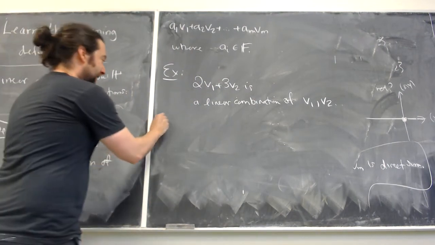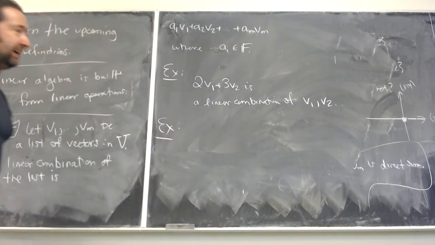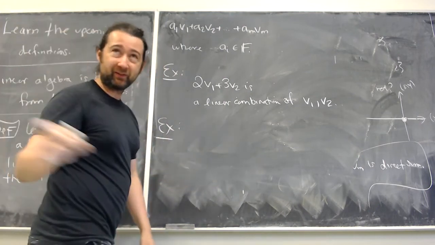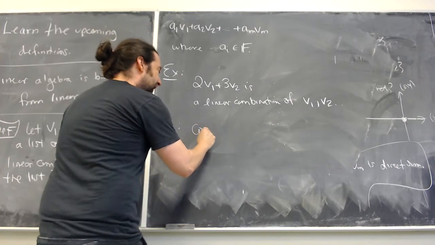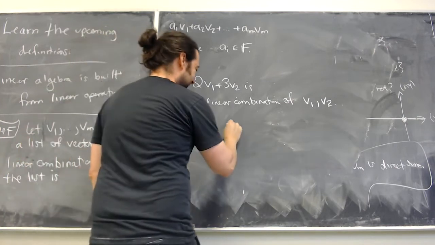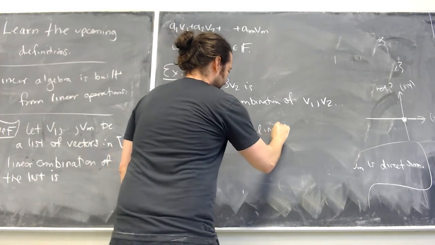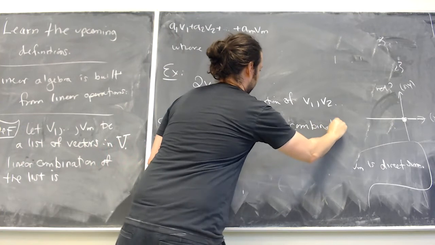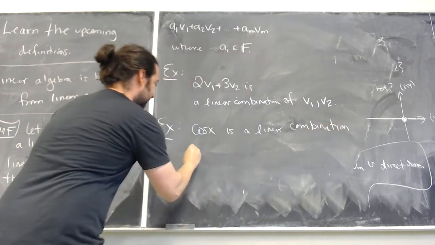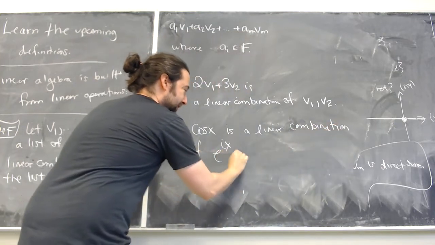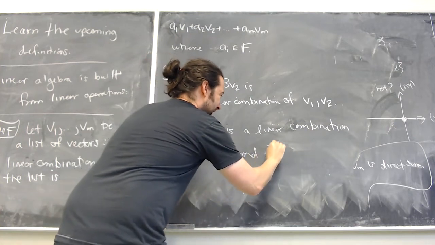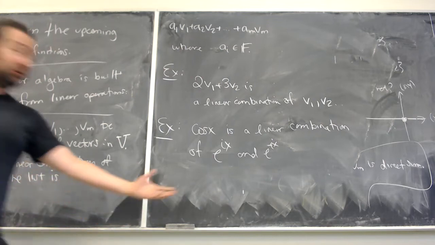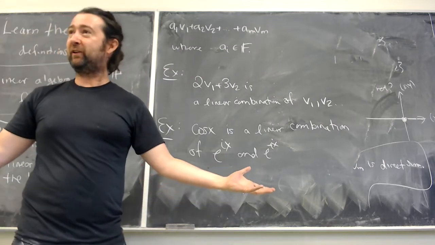It is important to note here that these will always be finite, right? Some people might say finite linear combination, but they mean for us linear combination. Now, amusingly, I have another example of linear combinations. So maybe you've seen this if you've taken differential equations. Cosine of x is a linear combination of e to the ix and e to the minus ix.